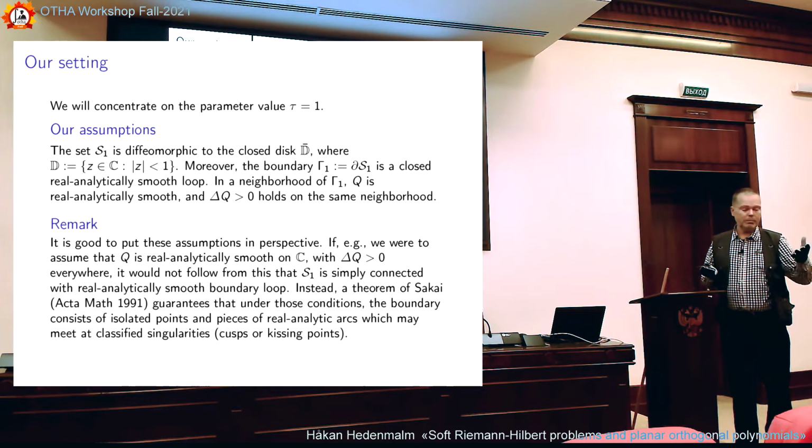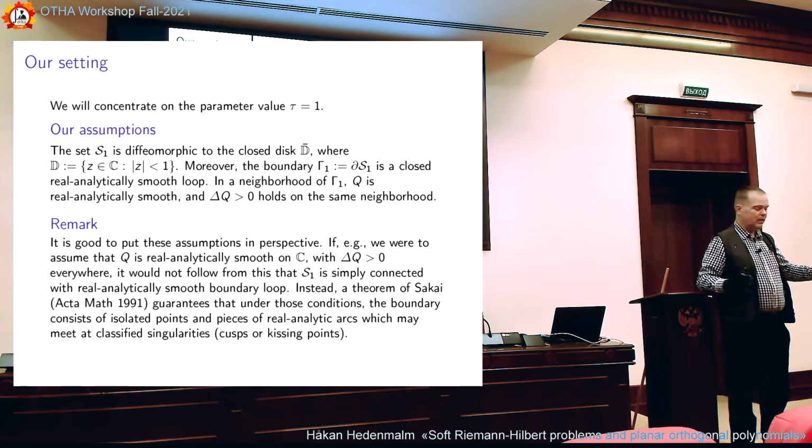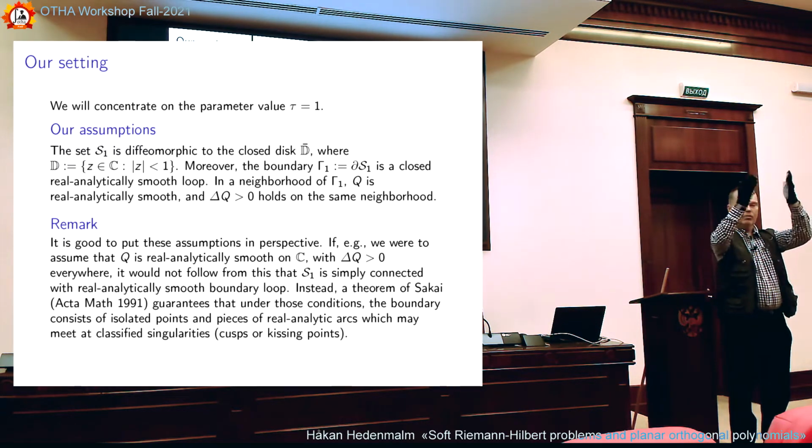the boundary should be basically smooth, but not everywhere. The boundary can have certain kinds of singularities. And these are classified by this theorem of Sakai. It tells you that these singularities can be either of cusp type. So here's the droplet, and it reaches out and forms a cusp. Or it can be a contact point, which basically means that it's two cusps from two sides that meet. So it's like this.